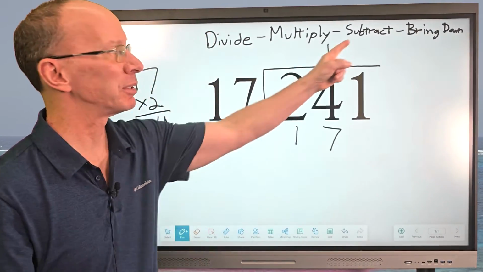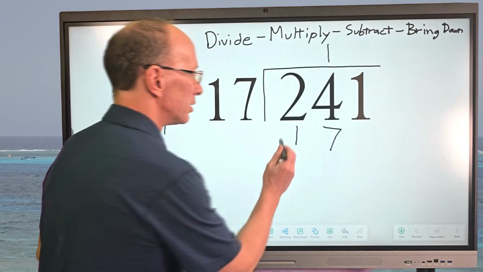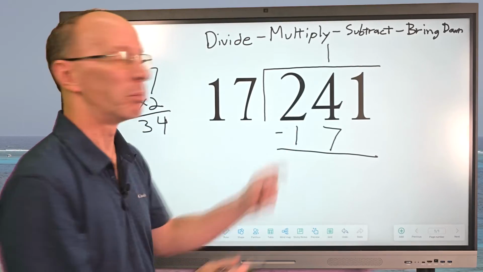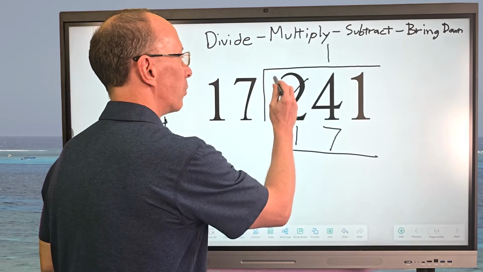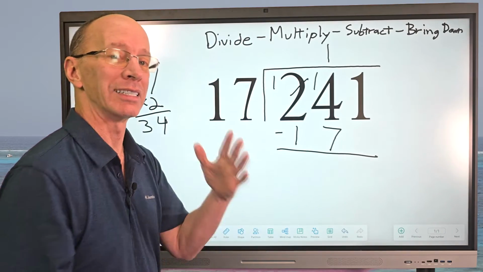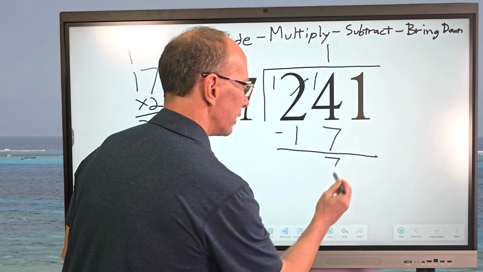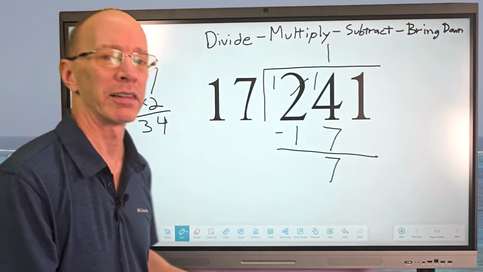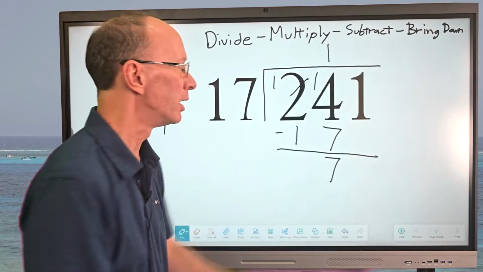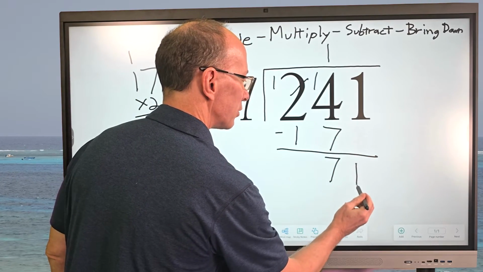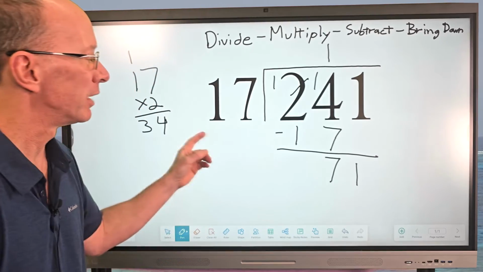And then my next step is going to be subtraction. So I subtract, put a line right here, and I need to do a little borrowing. So the 2 will become a 1, and then this becomes a 14. And then 14 minus 7 equals 7. And then my next step is to bring down. What I mean by bring down is to bring down the next number, which would be a 1. So I'm going to bring this all the way down here, and this would be 1. So now I have 71.